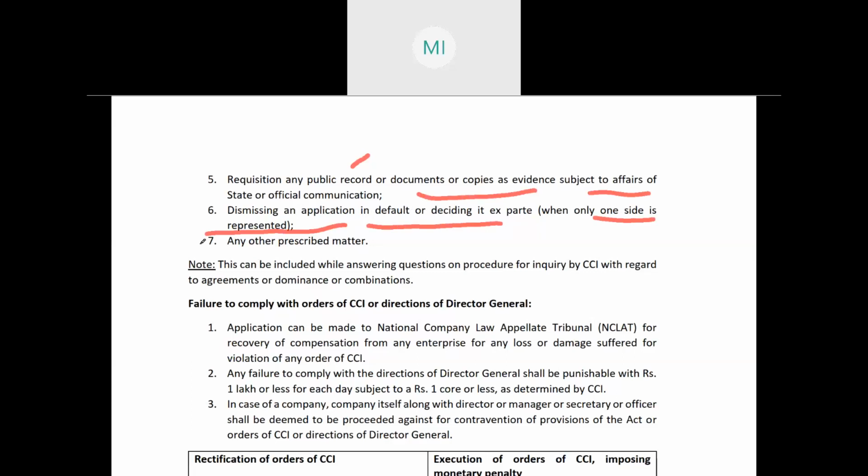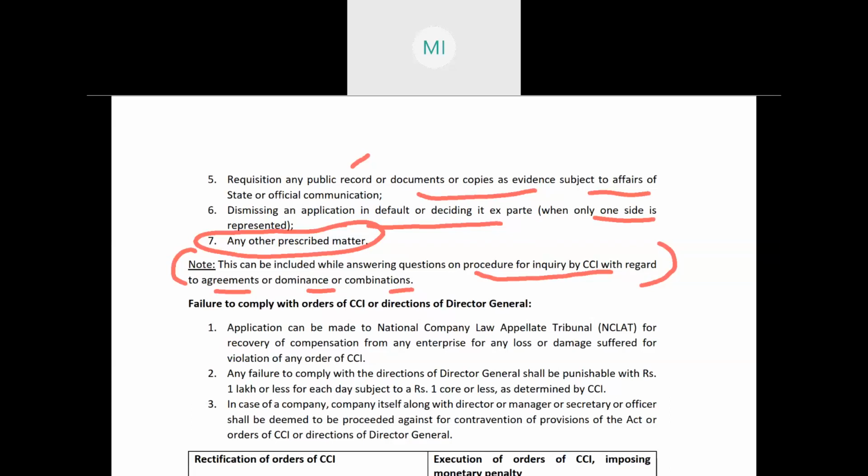So this is a standard point which you can add in anything where you don't remember the points. That's what I told you in this note also. Whenever you are answering any kind of question, like what are the procedures to be followed on inquiry by CCI with regard to agreements, dominance, or combination, you can always write that these are the things, right?